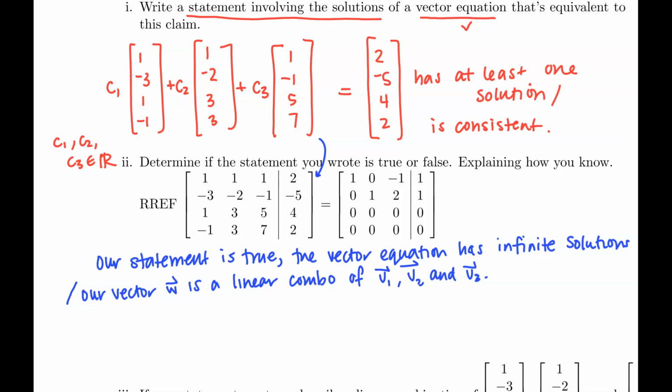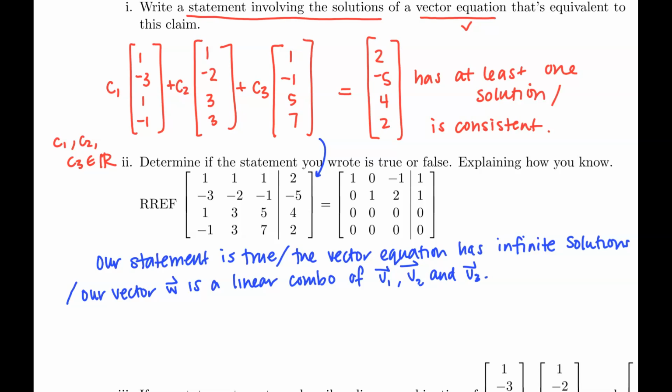All three of these are decent, right? Our statement is true. Obviously, that's referring back to our statement in part I. The vector equation has infinite solutions. That is referring to our statement in I. Or you could say at least one is perfectly fine too. And then our vector is a linear combination. That brings us back to the actual question that was asked. All three of these are equivalent.